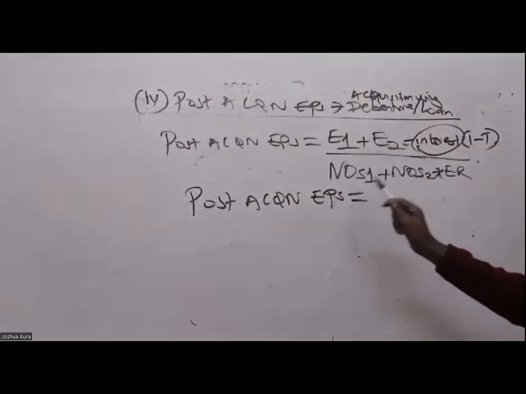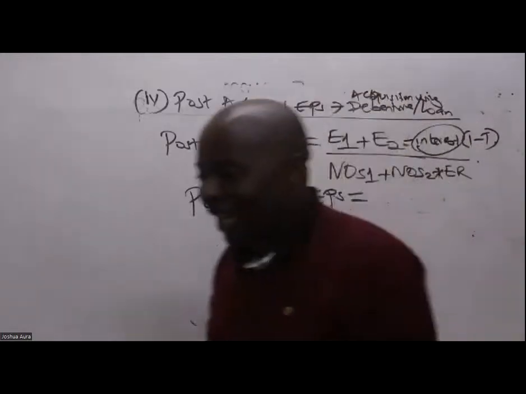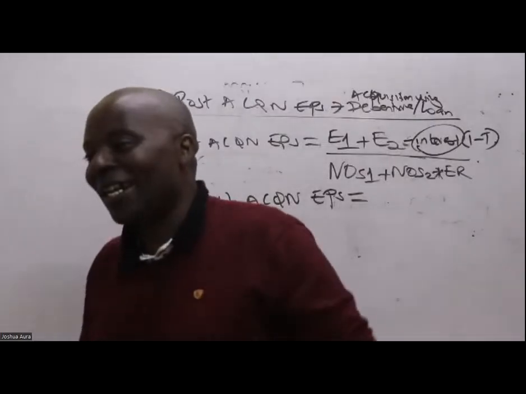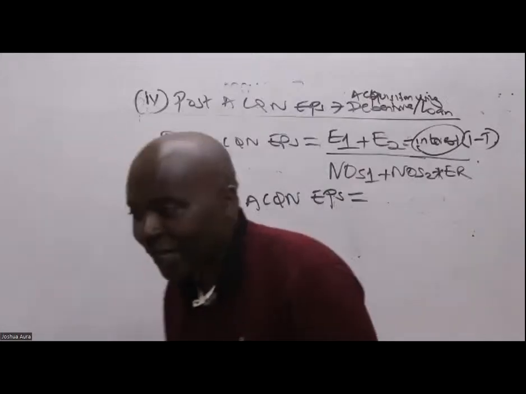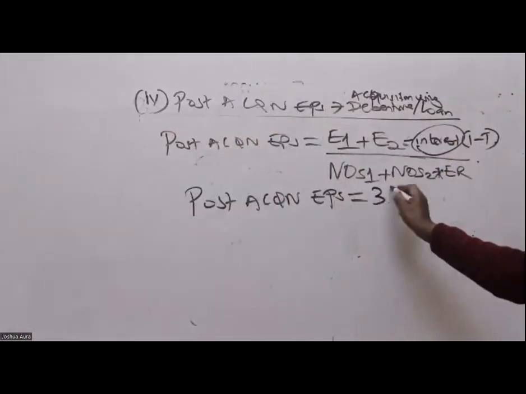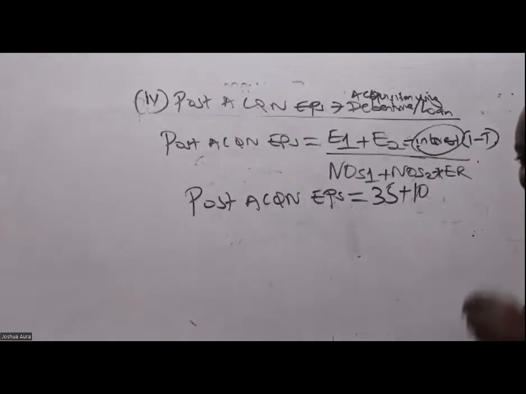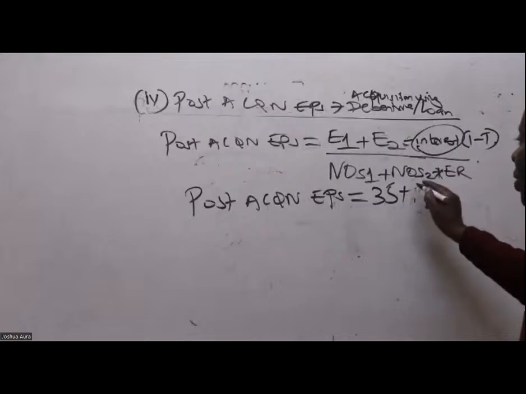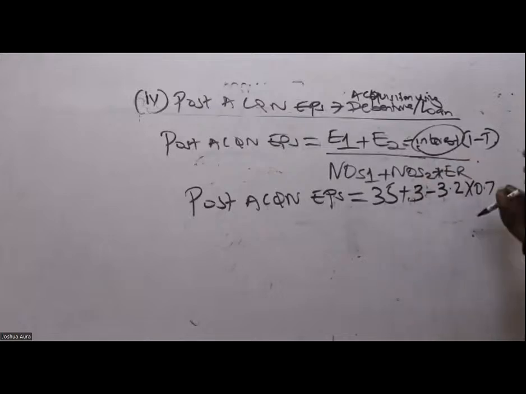So post-acquisition EPS, in this case, is there somebody who is able to give me the earnings of company one? So earnings, remember, is net income of company one. 35. Plus earnings of company two, you had given me a figure of 3. Interest, it's 3.2 times 0.7.